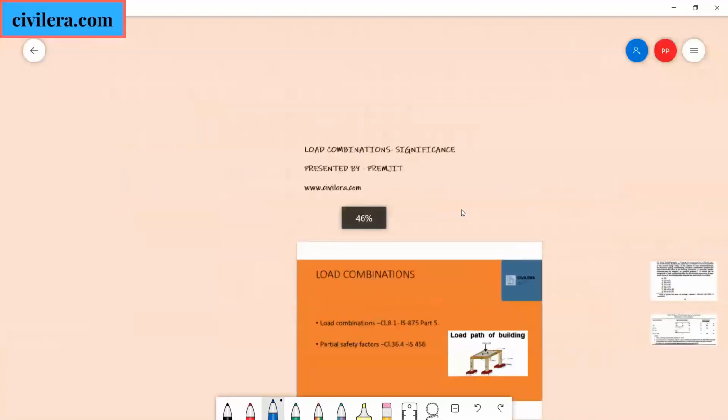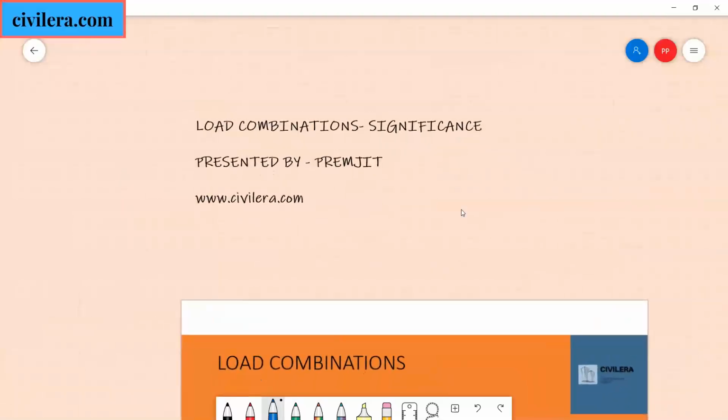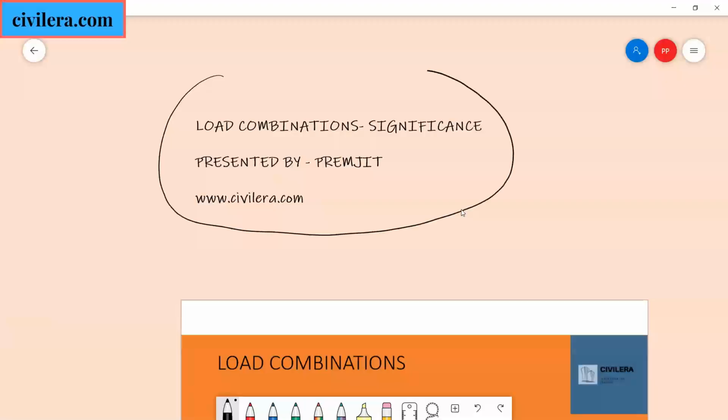So load combinations, its significance, that's what we are going to focus on. All right. So this is what we are going to focus on today.